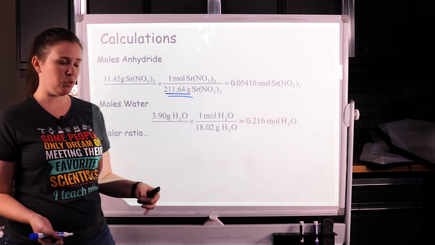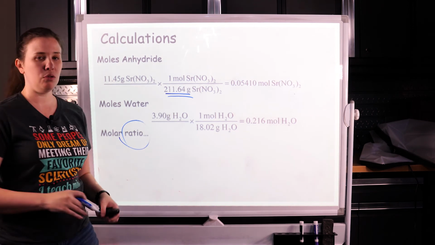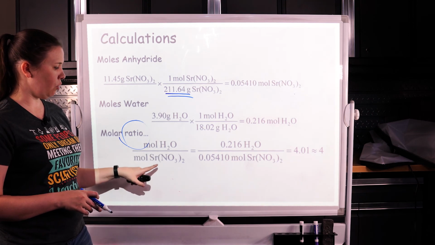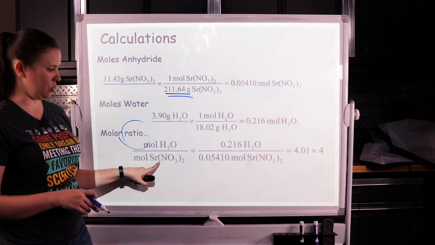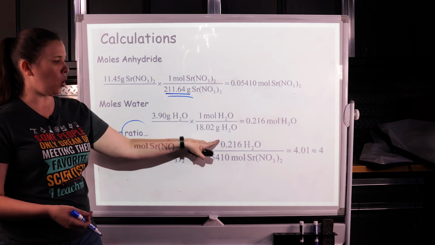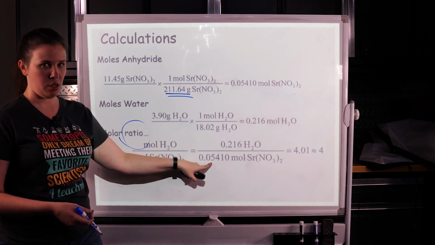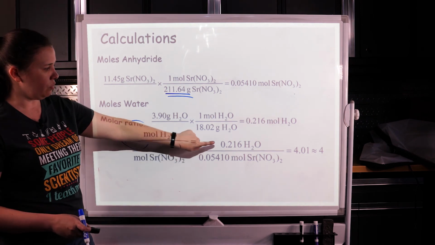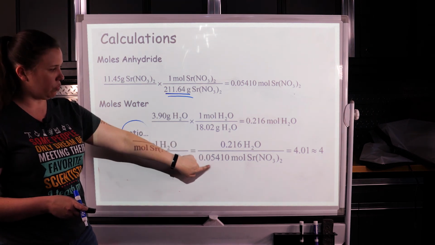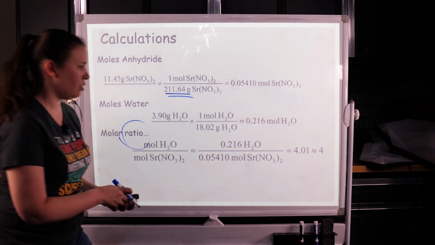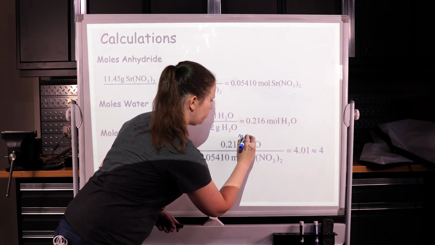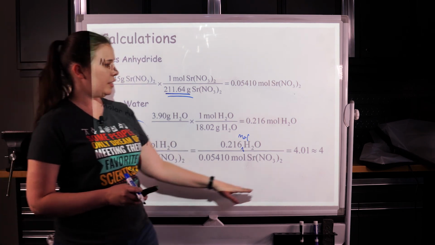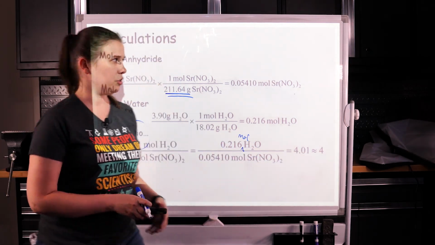Once I have moles, now I can compare. So how do you compare two numbers? You use a ratio. So if you put the amount of water over the amount of strontium nitrate or anhydrate, you're going to get water per anhydrate, which is exactly what we want. This will give you a hydration number of 4. If you actually divide the number of moles of water by the number of moles of the strontium nitrate, take our moles and form a ratio out of them, then I can see I have a 4-to-1 ratio.